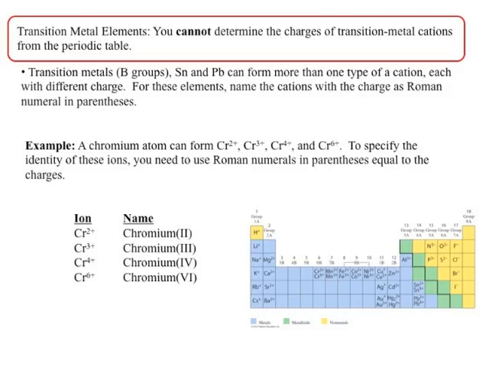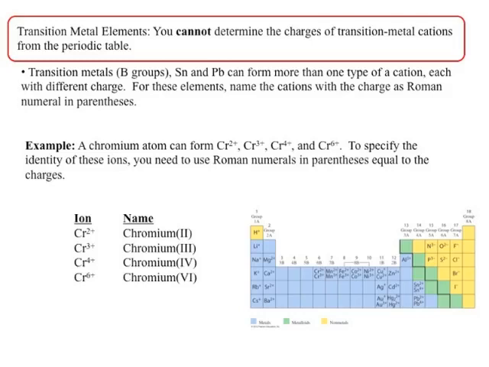Therefore, to specify the identity of these ions, you need to use Roman numerals in parentheses equal to the charge. So for example, Cr2+ is named chromium(II) ion. Cr3+ is chromium(III) ion.